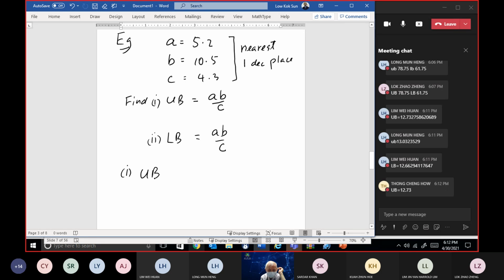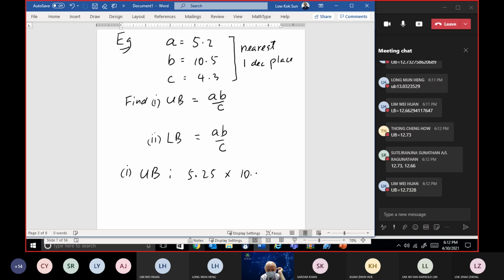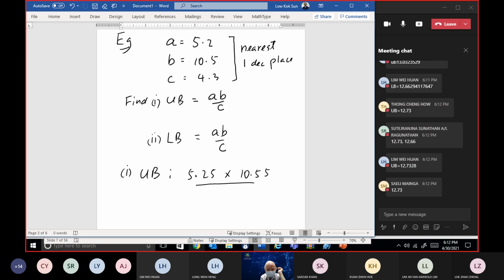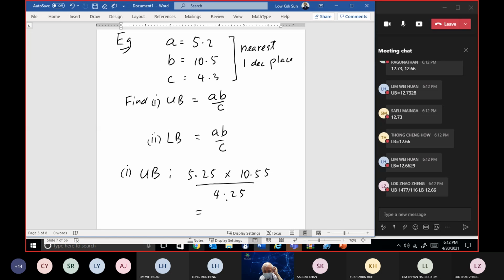So for the upper bound, we have to choose A, those on top, as big as possible. A will be 5.25. B also we choose the highest one, 10.55. But when it comes to C, because we divide, we choose the minimum. So it's 4.25. And I suppose you work it out and then write in your four decimal points.